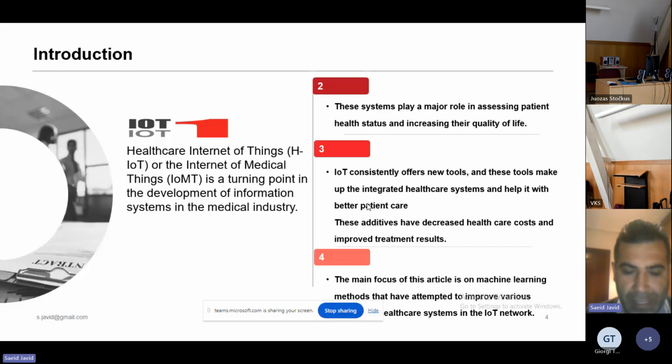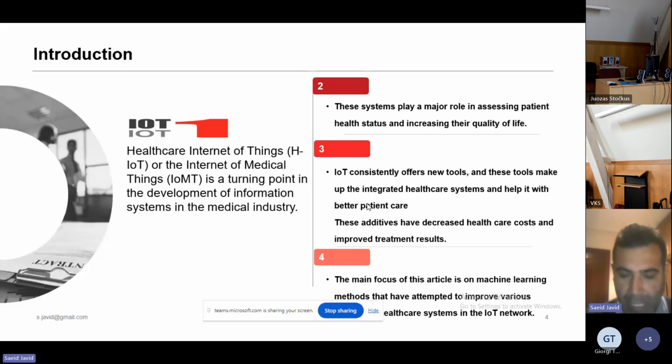IoT is constantly adding new tools, and these tools make up the integrated healthcare systems and help with better patient care. These additions decrease healthcare costs and improve treatment results. The main focus of this article is on machine learning methods that have attempted to improve various aspects of the healthcare system in the IoT network.